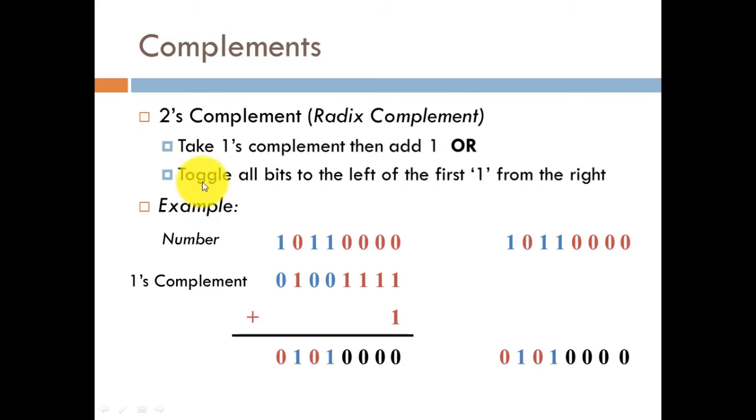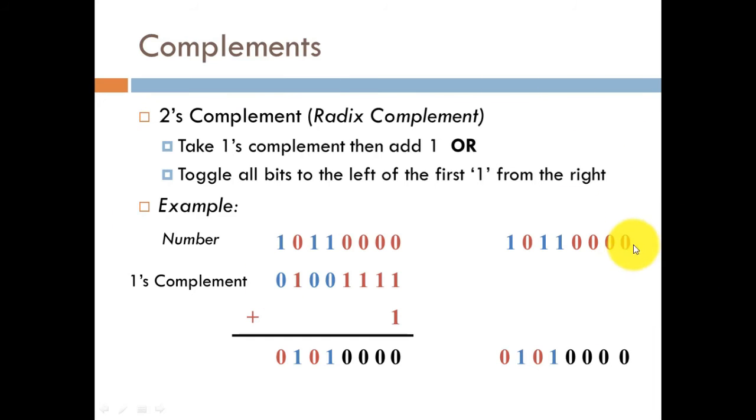This is the first mechanism we have discussed. In the second mechanism, we need to toggle the bits. By toggling we mean replacing 0 with 1 and 1 with 0. We will not perform the toggle operation on all the bits. We need to toggle only those bits lying to the left of the first one from the right. This is our left side and this is our right side, so from the right we need to check where the first one appears.